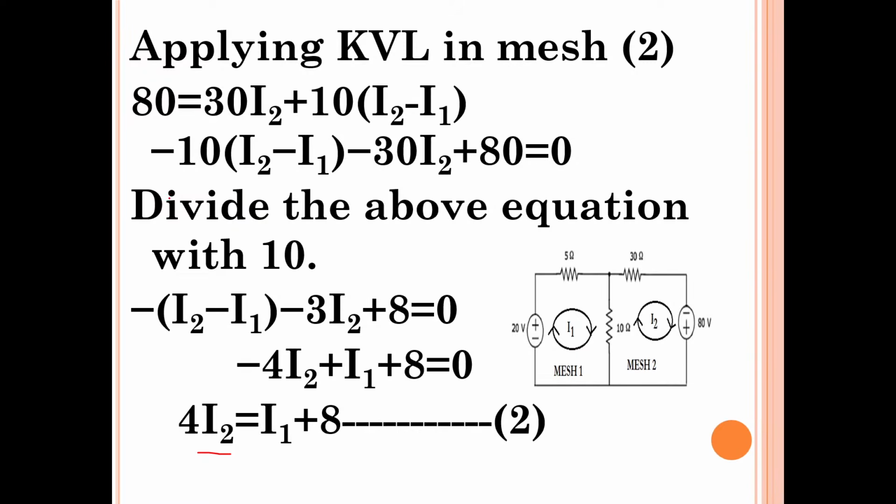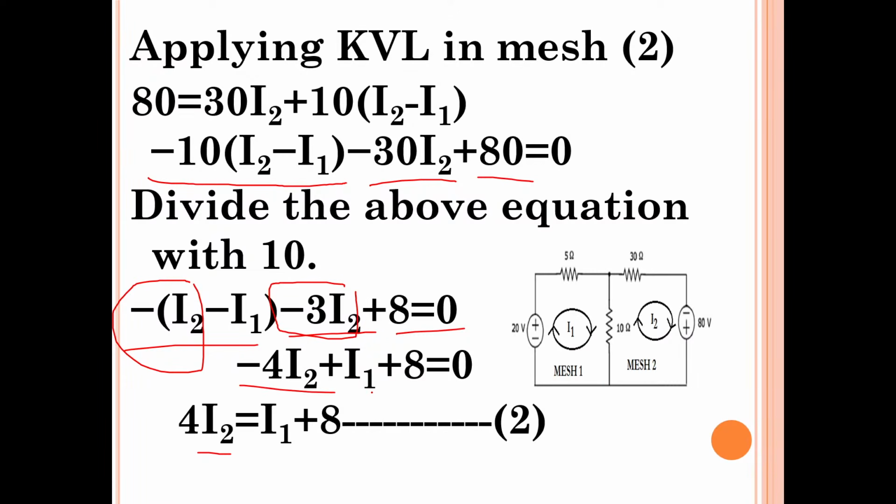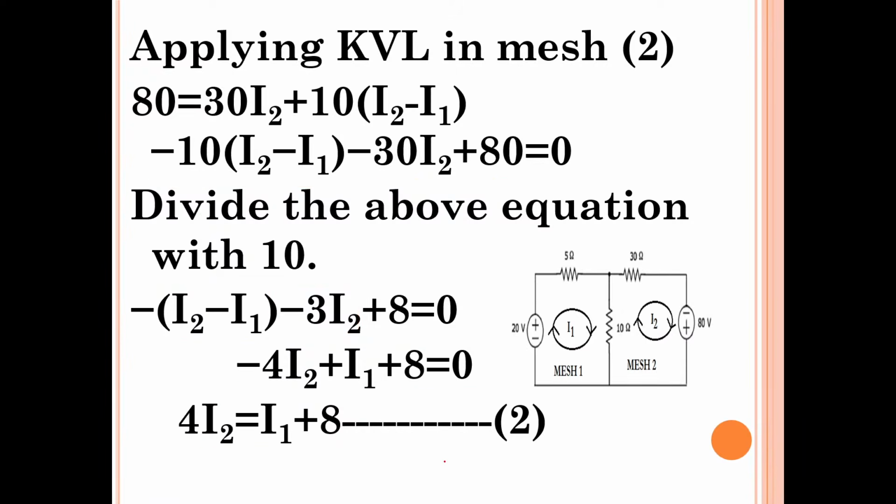If you divide by 10, what will happen here? Minus (I2 minus I1) minus 3 I2 plus 8 equal to 0. That's what you will get. After that, you can see here two I2 terms are there, minus I2 and minus 3 I2. So it will become minus 4 I2 plus I1 plus 8 equal to 0. Send I1 and 8 to the other side. So you will get 4 I2 equal to I1 plus 8. Just copy it down.